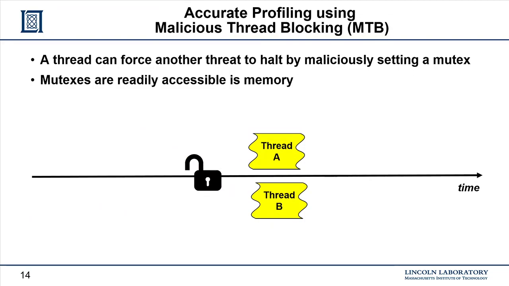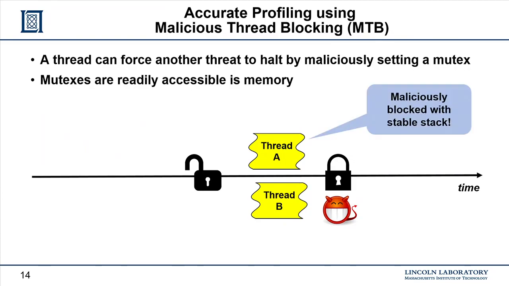But if an attacker can force thread B to set the mutex maliciously, it can force thread A to pause there indefinitely. And by maliciously blocking the thread, an attacker can create a stable version of the stack that they can easily profile. So by doing this, we can pause the application momentarily so that we can identify indirect code pointers accurately.